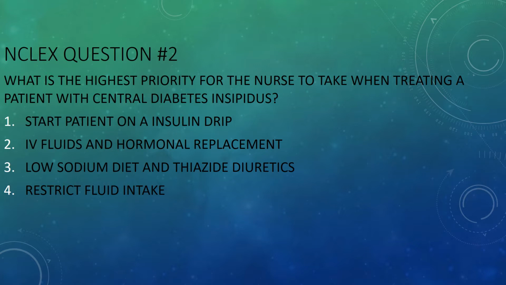Since this patient was diagnosed with central diabetes insipidus, that means they lack ADH production, so we want to provide that hormonal replacement. Number 1 is wrong because that's an intervention for diabetes mellitus. Number 3 is wrong because our patient was not diagnosed with nephrogenic DI. And number 4 is wrong because we do not want to cause the patient to have severe dehydration and possible hypovolemic shock. We want them well balanced in fluid.